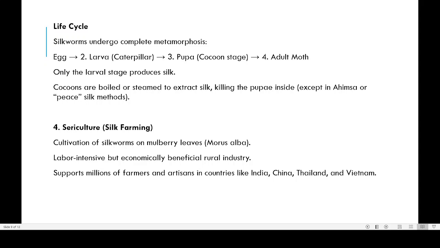Then sericulture, silk farming, is the cultivation of silkworms on mulberry leaves. It's known as sericulture, and it is a very labor intensive method but economically beneficial to many rural farmers. Millions of farmers in India, China, Thailand, as well as Vietnam, are undertaking sericulture or silk farming because it has a lot of economic value.